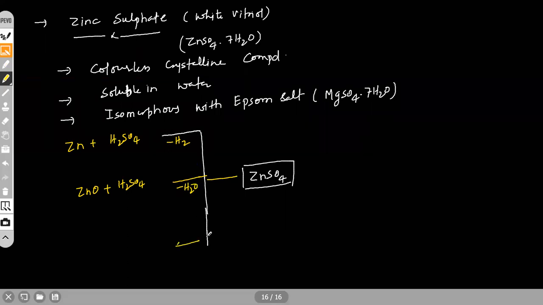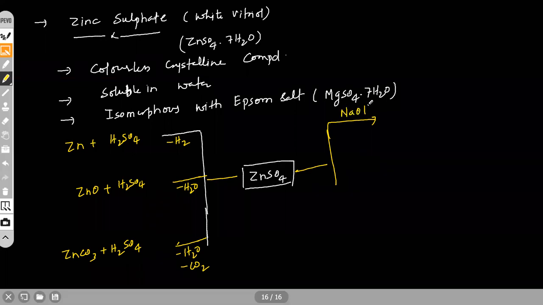Carbonate also we can take for this reaction. ZnCO3 plus H2SO4. In this, H2O and CO2 go out and it forms ZnSO4. Okay, the first reaction of this is very important here.